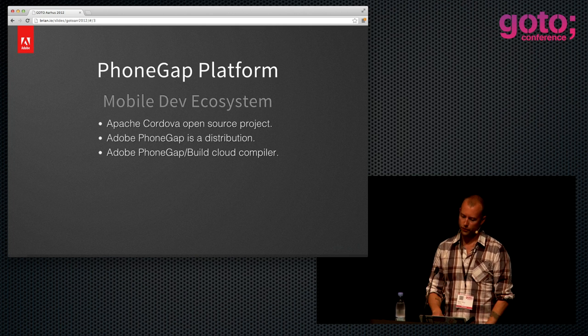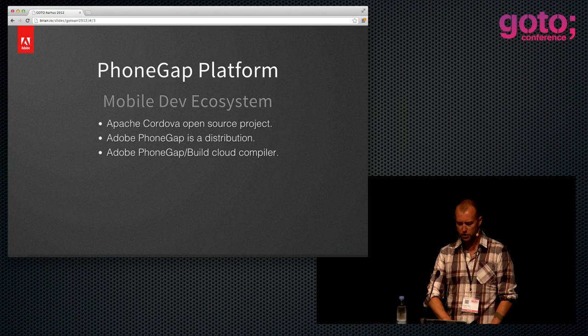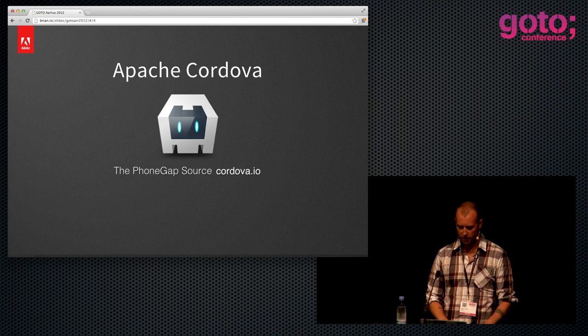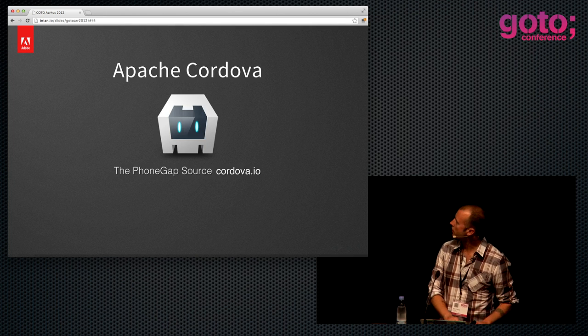So I'm going to talk about Cordova first. One thing you can notice is that we've got this fancy URL, cordova.io, where all the information about the project is. This little robot dude is kind of our mascot. I guess that's Cordova.